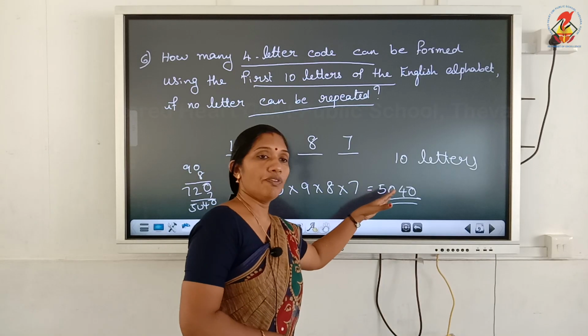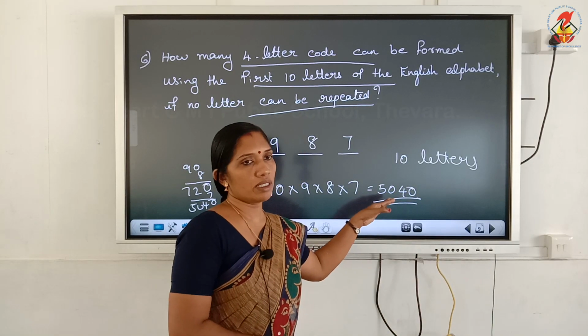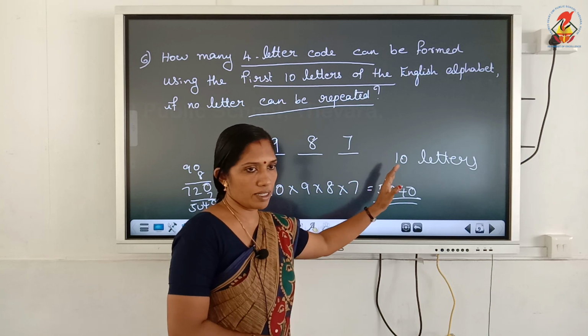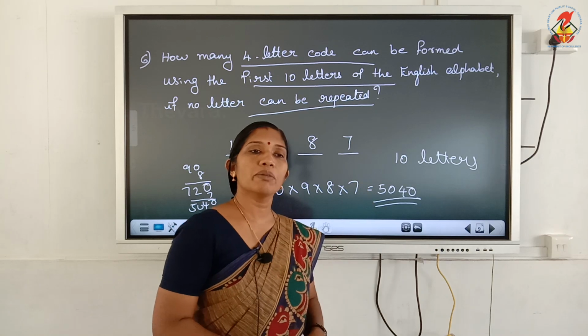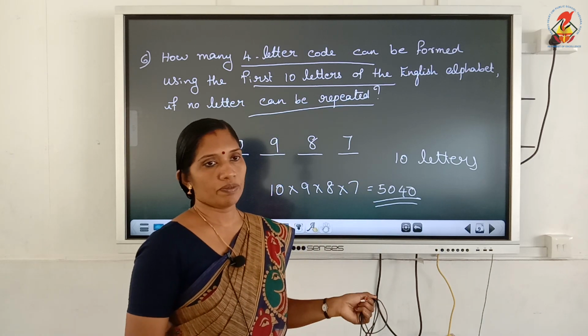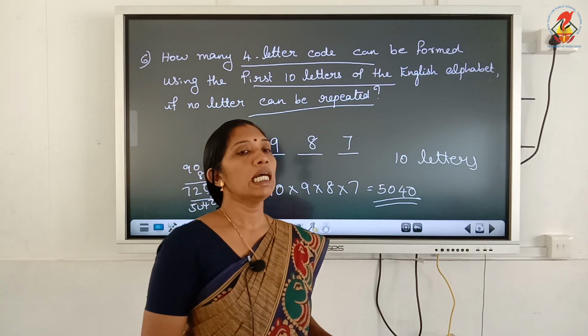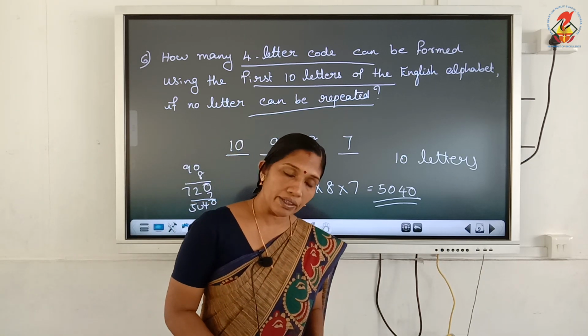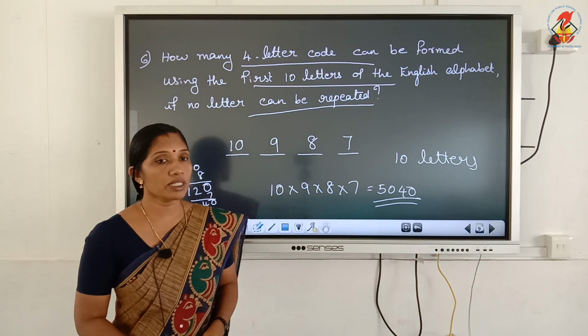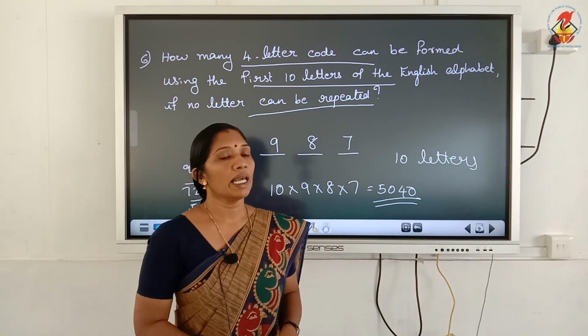And it's very difficult to list all the 4-letter codes using these 10 letters, isn't it? More than 5,000. So using this multiplication principle, it is very easy. So what is the multiplication principle? If an event occurs in m different ways and another event occurs in n different ways, then the total number of occurrences of the events in the given order is m into n.